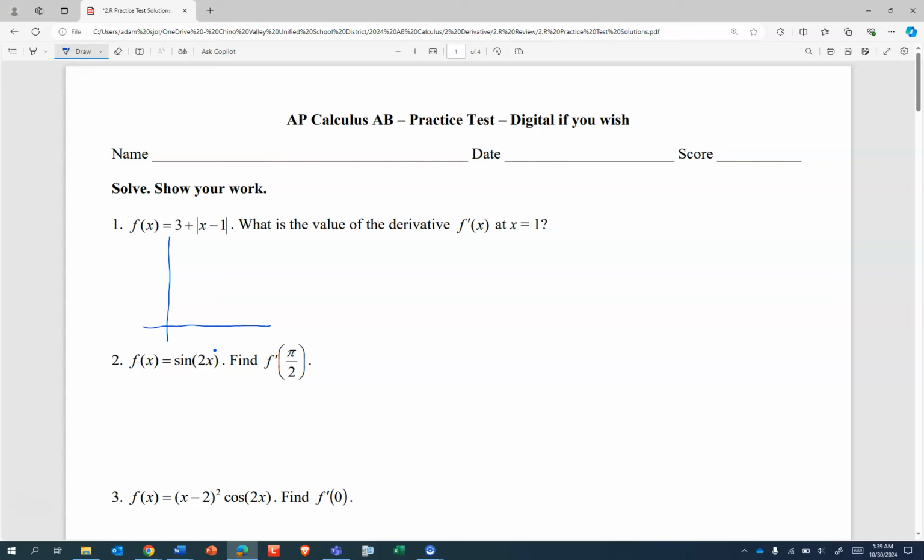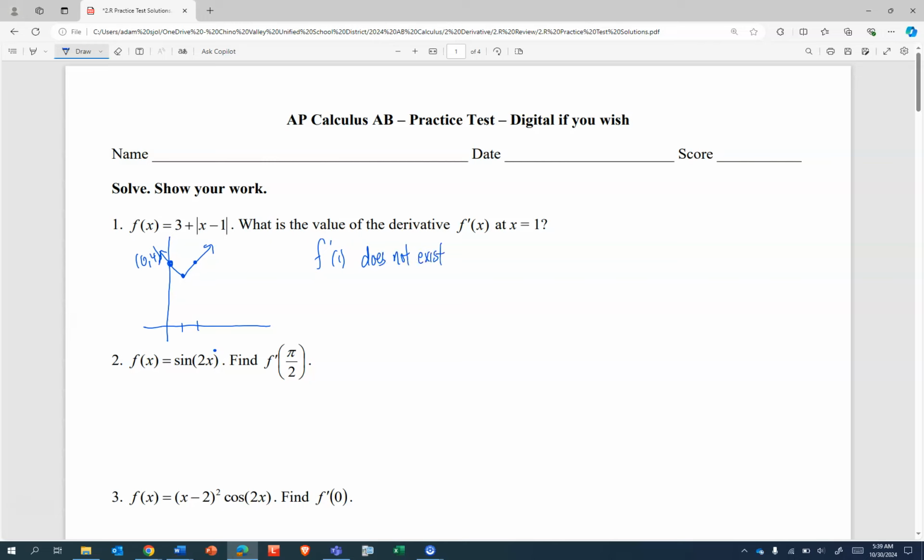Okay, so at 0, that's 0, 4. Then when we put in 1, we get 3. When we put in 2, we get 4 again. Okay, and we know what absolute value graphs generally look like. And so f prime of 1 does not exist.